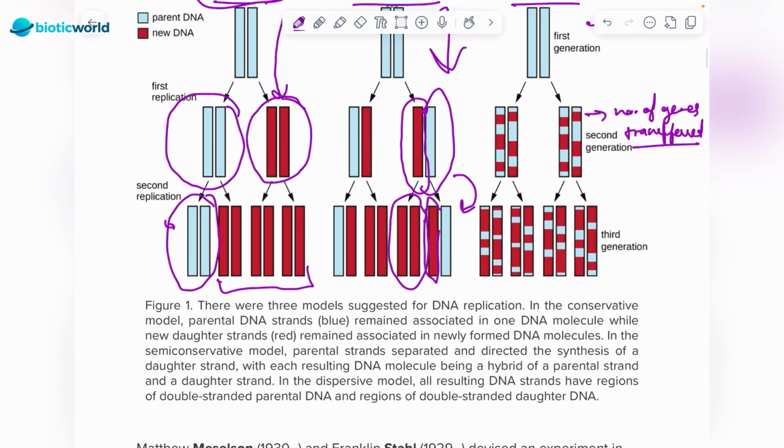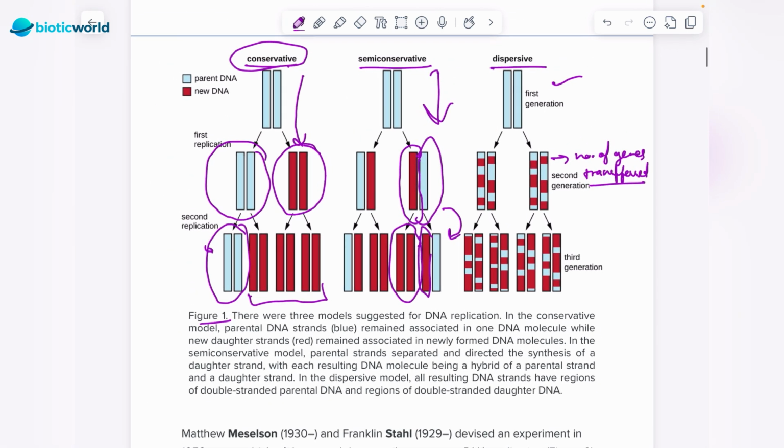Here you can see figure 1. There were three models suggested for DNA replication. In the conservative model, the parental DNA strands, the blue color, remain associated in one DNA molecule while the new daughter strands remain associated in newly formed DNA molecules. In the semi-conservative model, the parental strands separate and direct the synthesis of a DNA strand, with each resulting DNA molecule being a hybrid of a parental strand and a daughter strand. In the dispersive model, all resulting DNA strands have regions of double-stranded parental DNA and regions of double-stranded daughter DNA.